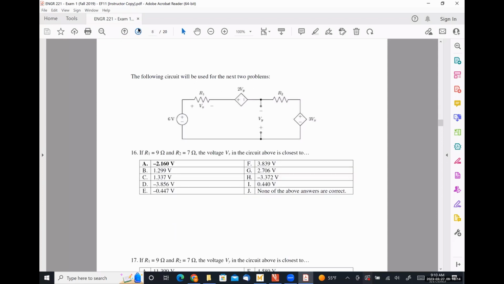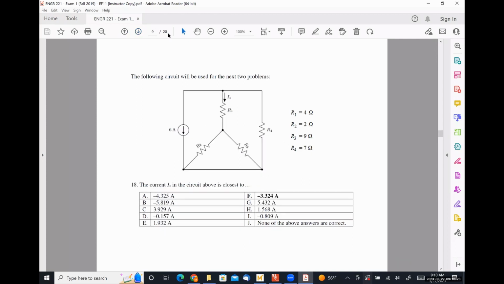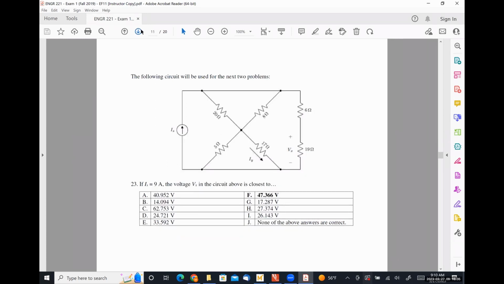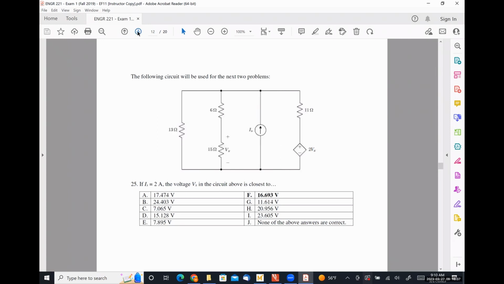Effectively, it took you guys forever to figure out that I put stuff on the test in the exact same order that I taught it. So this question, I'm expecting you to use current division. Then we're getting into superposition. So the contribution of such-and-such source to the quantity. So that's definitely a superposition problem. Here we get into using nodal and mesh.